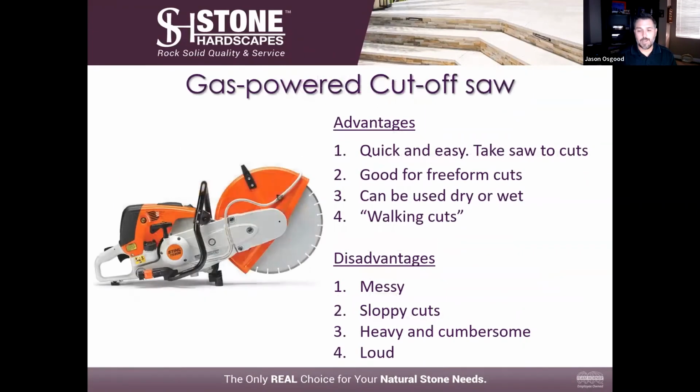The second tool, and by far the most popular tool in the hardscapes industry, is a gas-powered cutoff saw. Now, the gas-powered cutoff saw has some tremendous advantages to it. It's quick, it's easy. You take the saw itself to the cut. Obviously, it's great for freeform because you can move it around. It can be used either wet or dry, and it can be used in walking cuts.